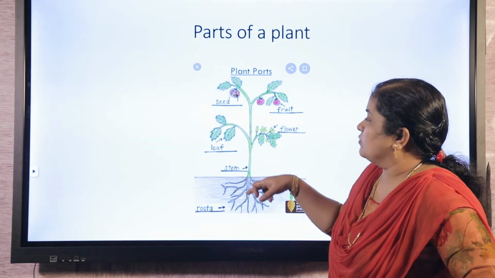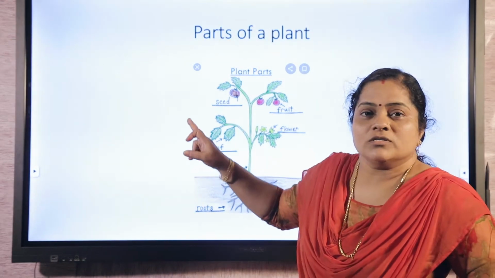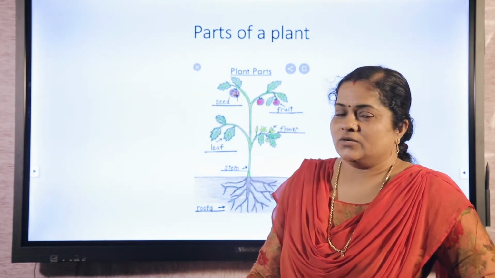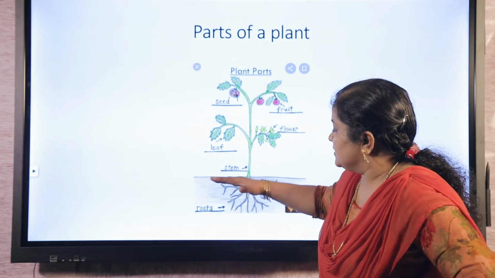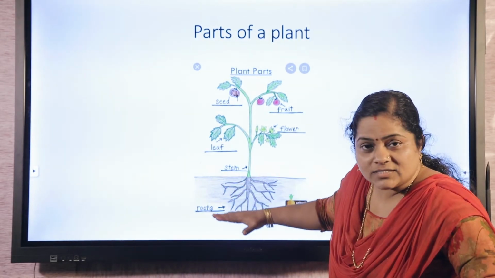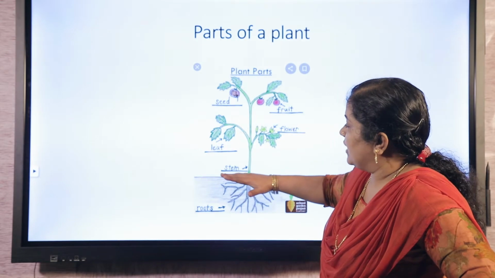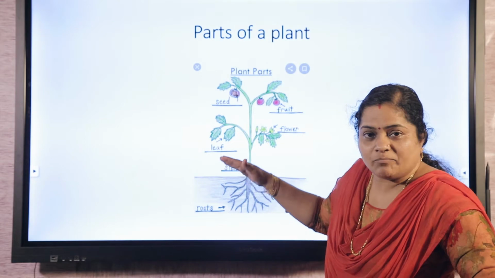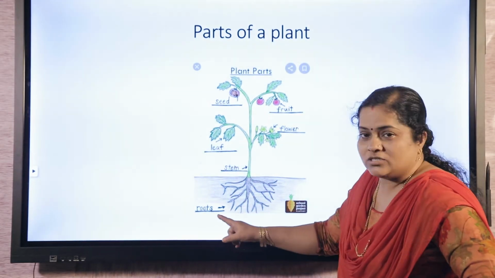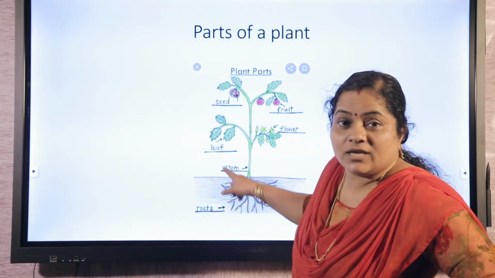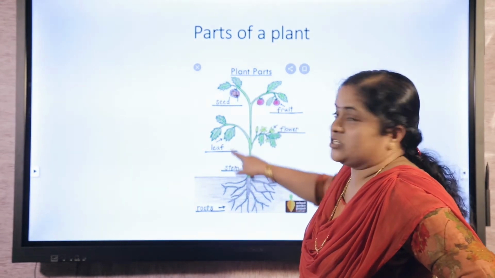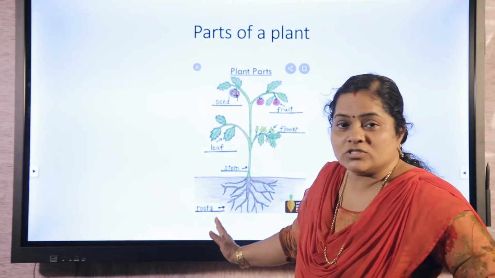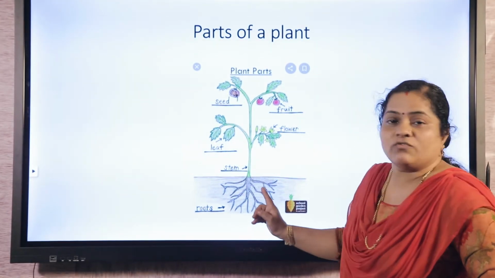In this module we are going to learn about the different parts of the plant and its functions. One part of the plant we can see under the soil or under the ground, and the other part we can see above the ground. The part below the ground is called root, and the part above the ground is called shoot. So, shoot system, root system. Let us start with the root first.